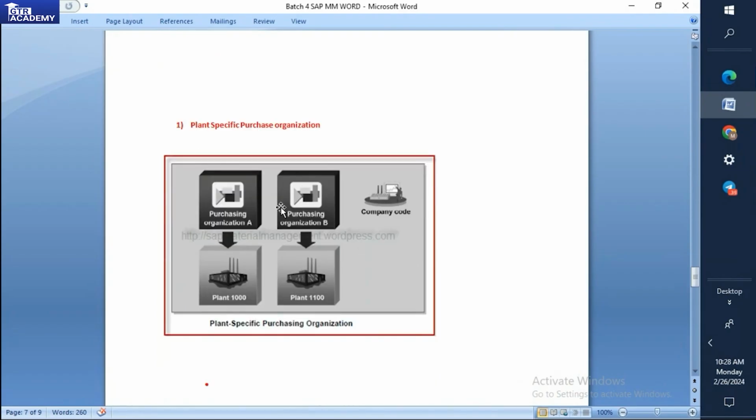Just write down the flow chart. Don't write this diagram. Just put the headline as plant specific organization. Write company code. Under company code, two different plants, and for the two different plants, two different purchase organizations. Just write it down. That's all. Once it's done, just let me know.